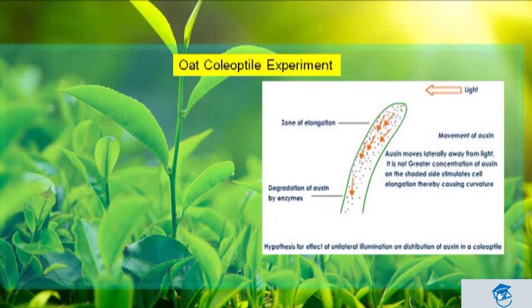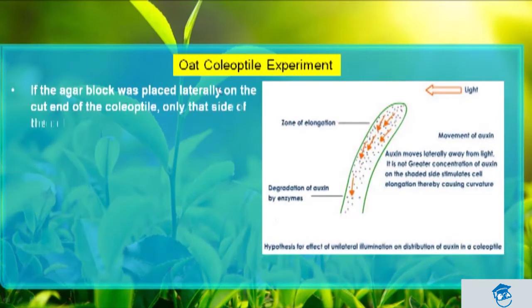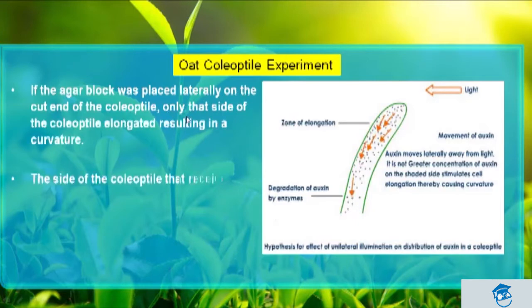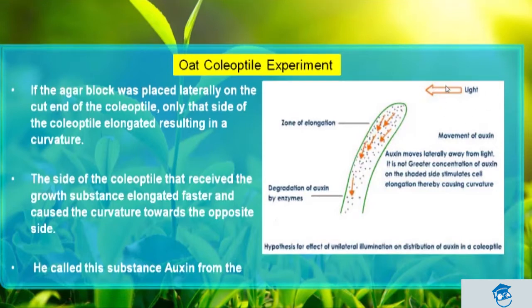Oat coleoptile experiments, let's see in detail. If the agar block was placed laterally on the cut end of the coleoptile, only that side of the coleoptile elongated, resulting in curvature. See, this is the source of the light. This is the unilateral illumination and the distribution of the auxin in the coleoptile. This is the zone of elongation. This is the degradation of the auxin by enzyme which is taking place here.